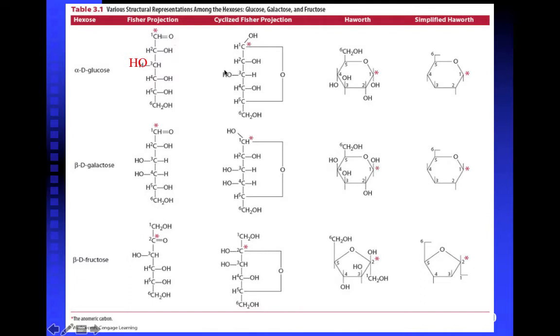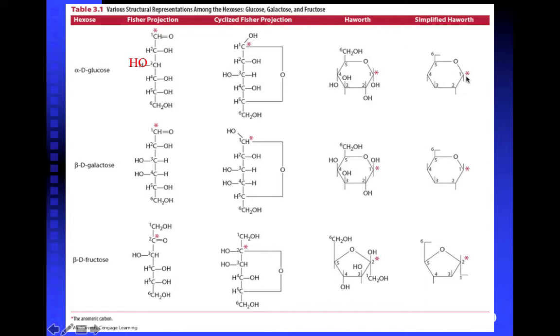Now, if you go from the Fischer projection to the cyclic structure, there's a couple easy rules to remember. One is, if the hydroxyl group is to the right in the Fischer, it's down in your Haworth. So let's look at carbon number 2. The hydroxyl group is to the right, that's down in the Haworth. The one on 3 is to the left, so it's up, and so on. Remember, there's not one on 5. Okay? So for the hydroxyl group, right equals down, and vice versa. For the hydroxyl group, left equals up.